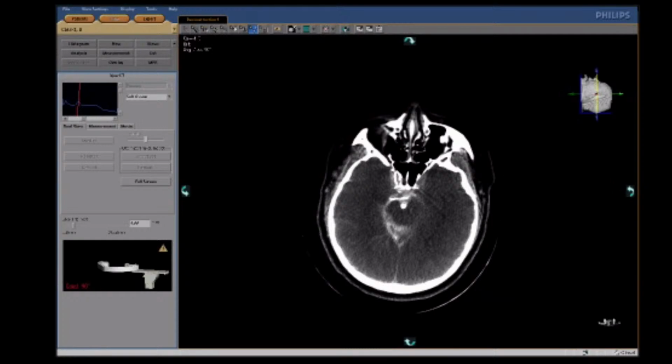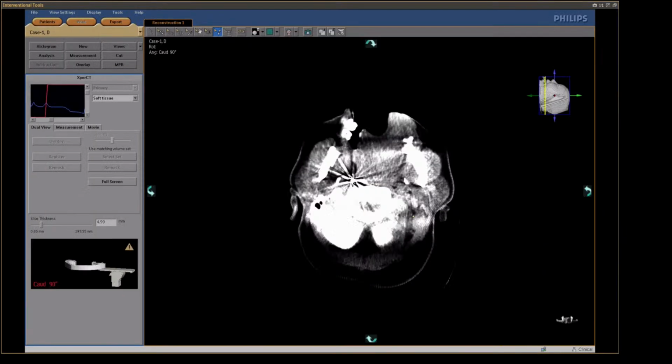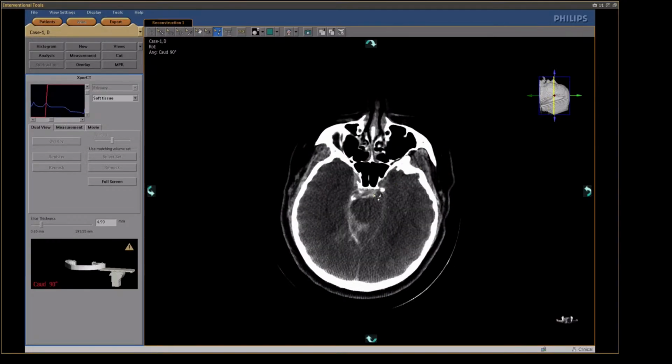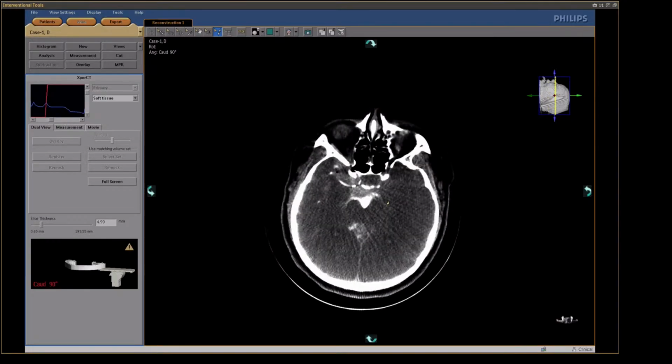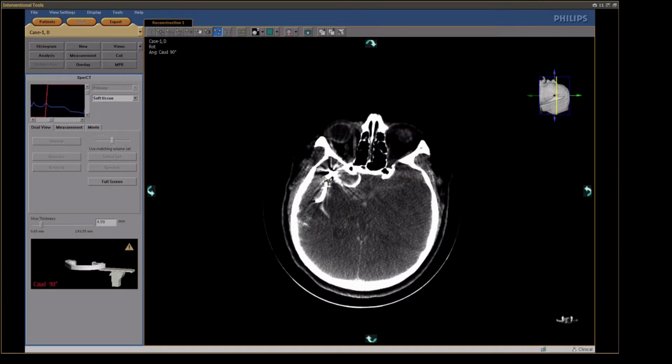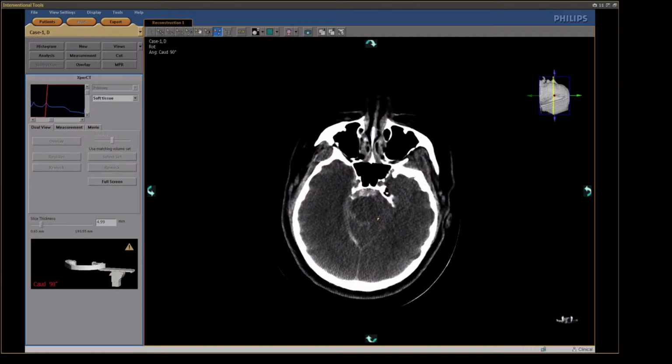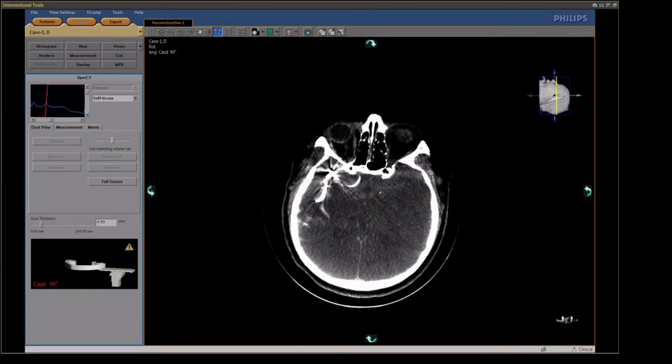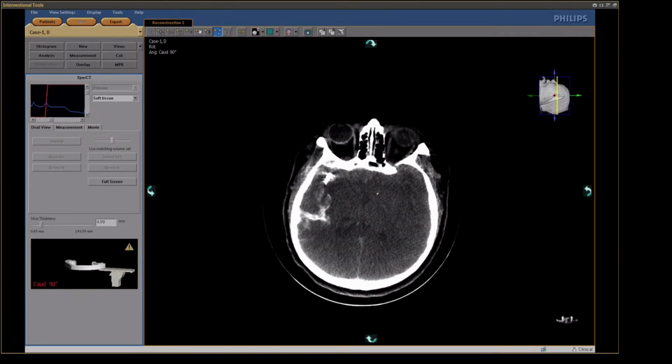Okay, okay, let's check. Patient already had a bleeding 2 years ago. Yes, now we have a subarachnoid hemorrhage. Not so much, but in interpeduncular cistern there is some blood, and in this territory also. Yes.